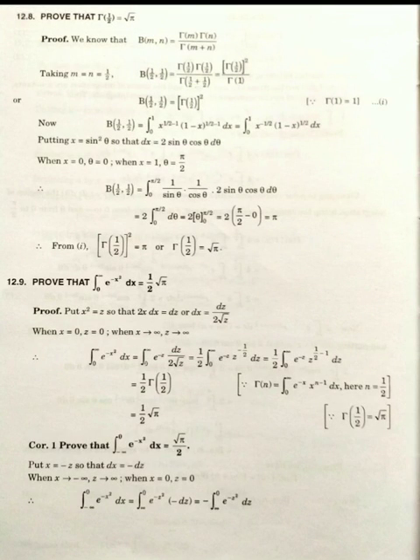Hello everyone, next we come to some examples on the beta and gamma function. Let's take this down. Prove that gamma of 1/2 is equal to square root of pi. It's a very important question. They will ask for 2 marks.